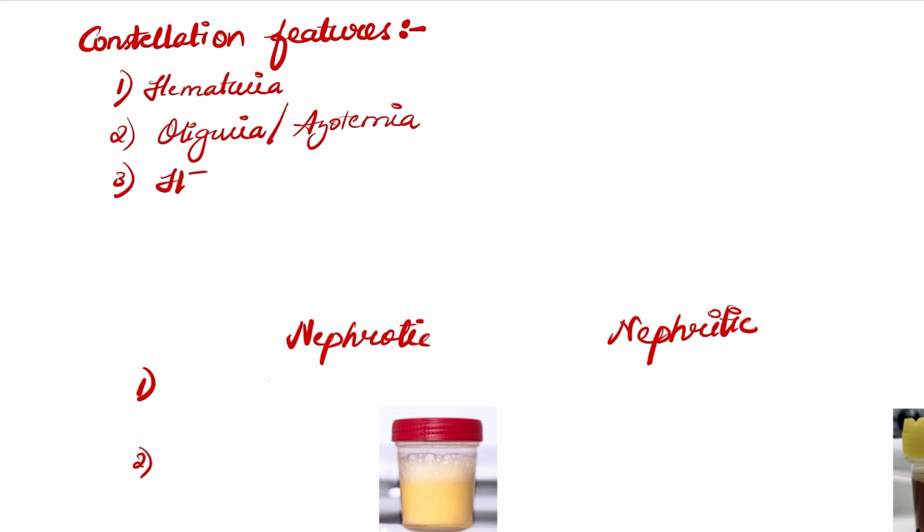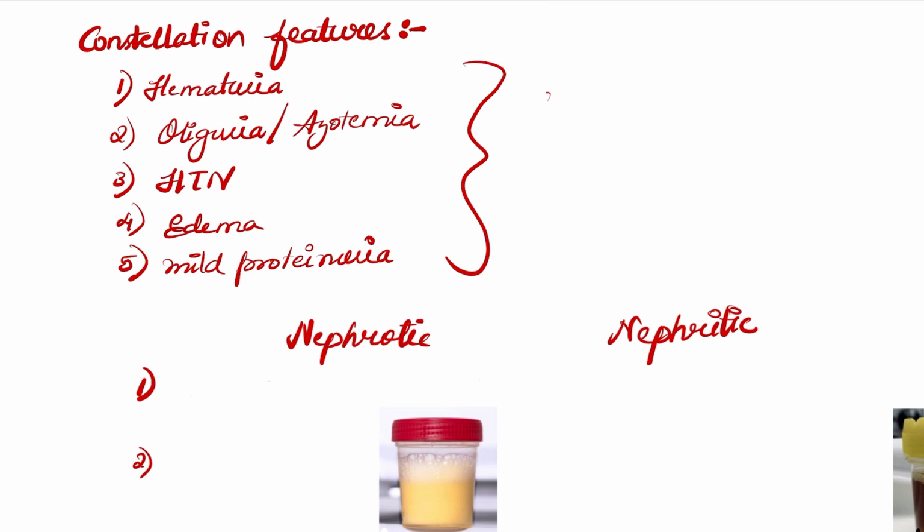Again, hypertension, mild peripheral edema is present, and mild proteinuria. These are the constellation features of nephritic syndrome. These five make up the classical pentad of nephritic syndrome.